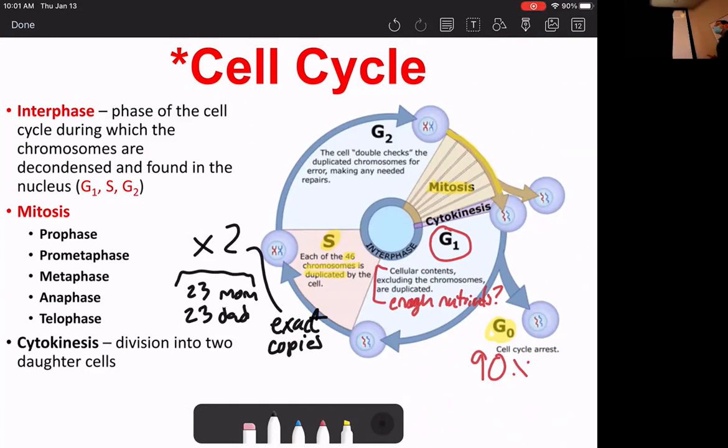So S phase, for this class, because this is a DNA, a genetics class, is the important step, I'd say. That's the important one that I'll likely ask about or test you on more often.